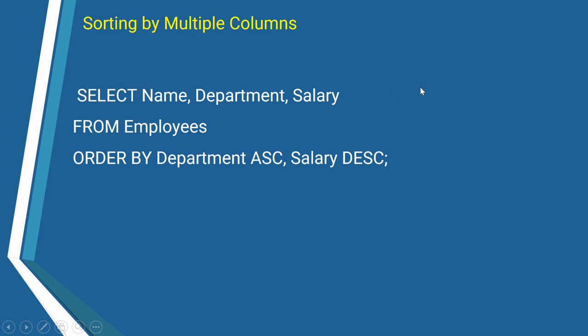You can sort by multiple columns. For example, sort employees by department alphabetically, and within each department, sort salaries from highest to lowest.